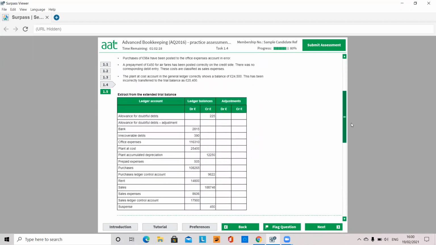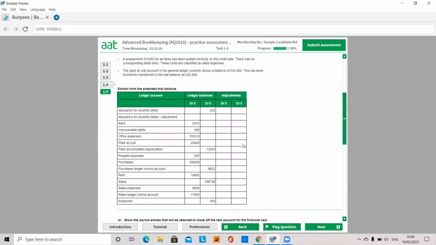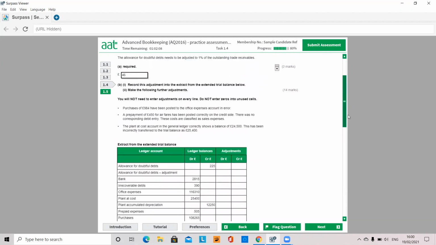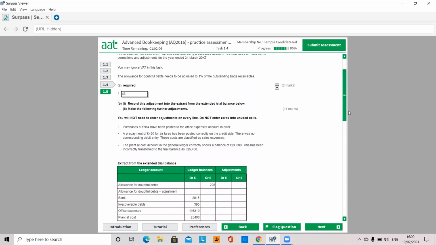So that suspense account we can see here, it didn't balance on the credit side. So therefore what they've done is they put 450 in to make it balance. We're going to get rid of that now once we find out what the errors are, and then we can put it right, okay? So key thing it tells us, it wants the allowance for doubtful debts to be 1% of your trade receivables or your debtors.